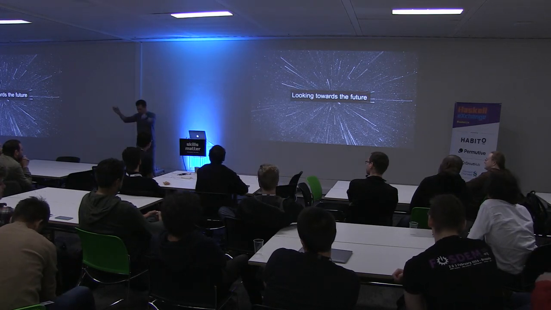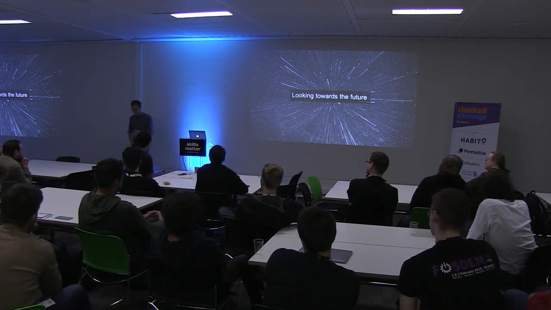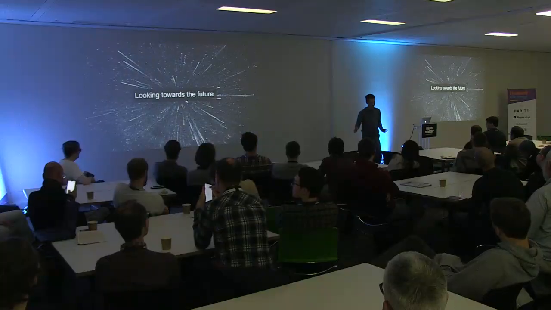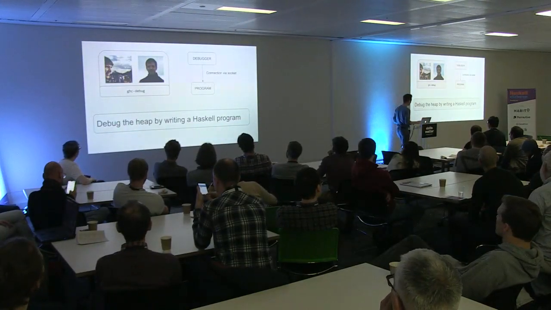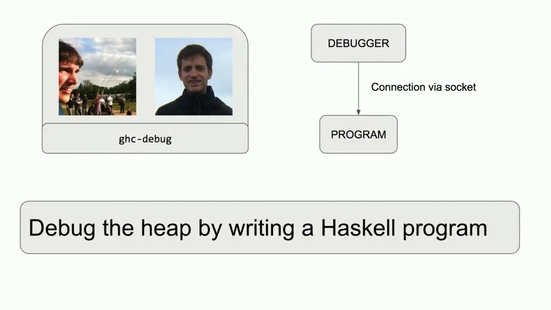So towards the future, perhaps we would like a better way to precisely analyze these queries, specifically for Haskell programs. Okay, and that is what GHC debug is aiming to be. So GHC debug is aiming to be a version of GDB specifically for Haskell programs. And how does this work?